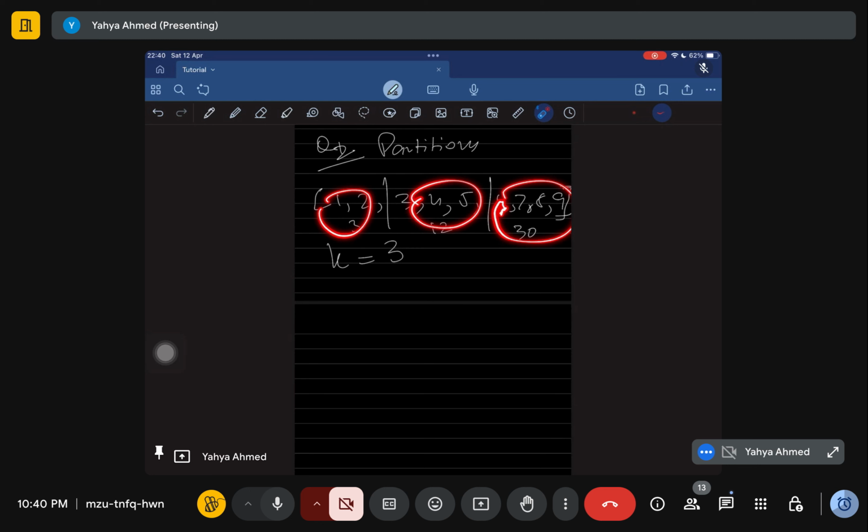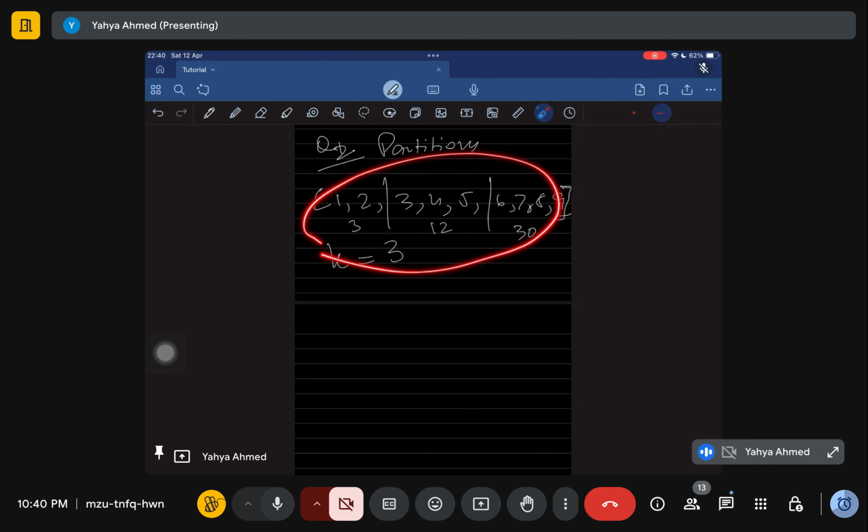Right? That makes sense. The maximum value across all of the groups should be minimized. Okay, I'm going to repeat that statement one more time. Make your partitions in such a way that the maximum sum across any partition.